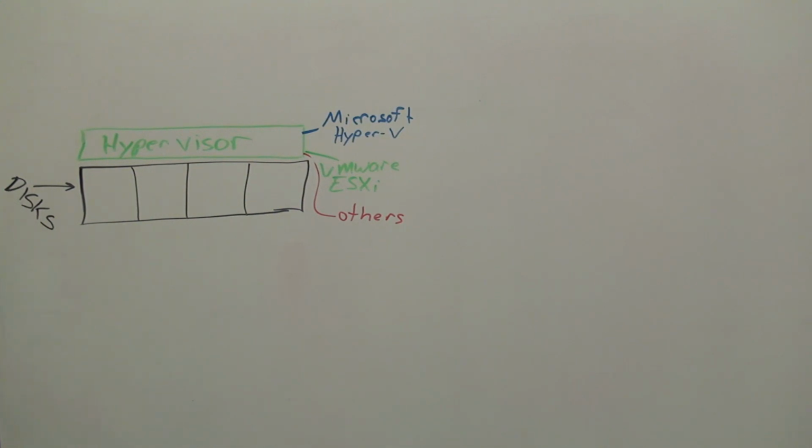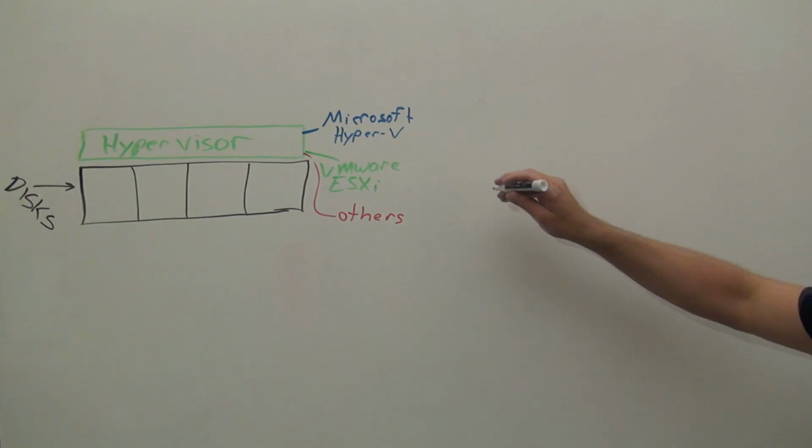Every operating system must believe that it is the only OS on that box, whether it's a laptop, workstation, or a server. So if you put two operating systems on the same box, that's bad because they're going to fight. They're not going to get along. There's going to be problems.